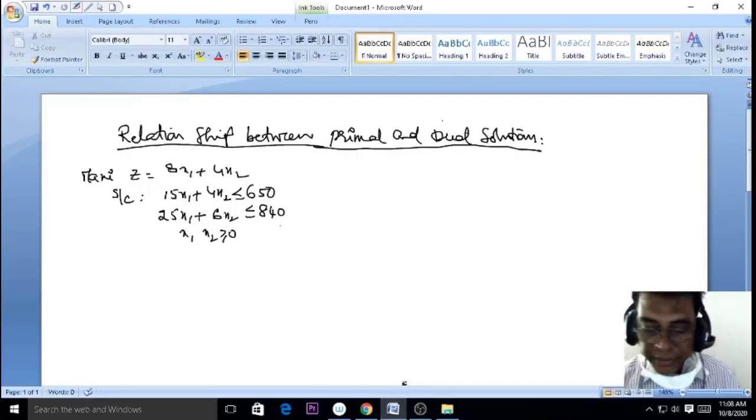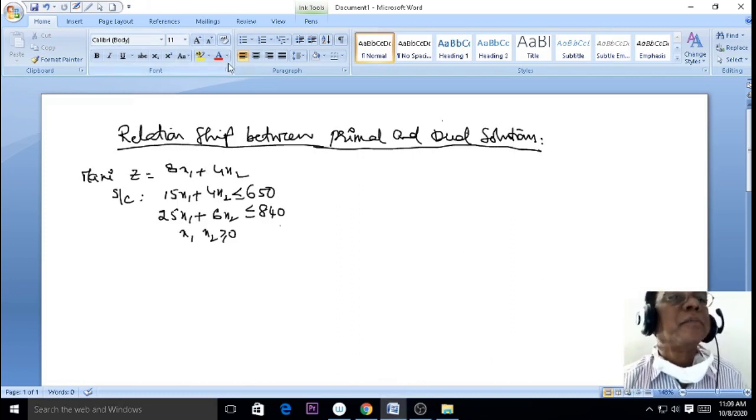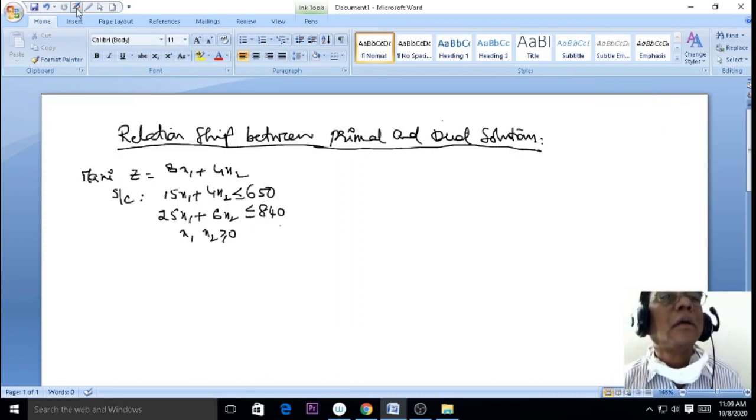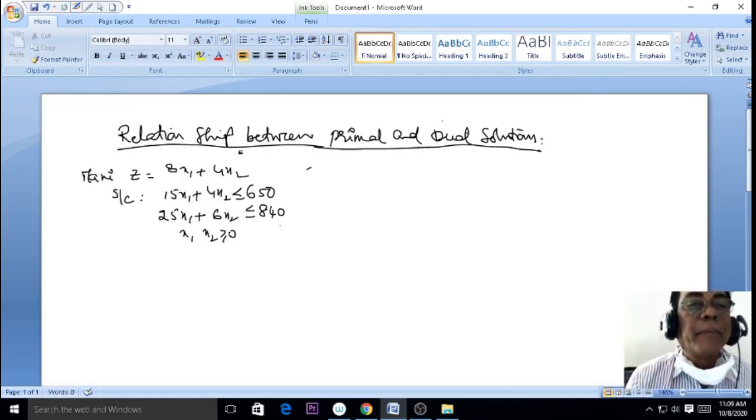So let's come to the point. x1, x2 greater than or equal to 0. The problem is given like this. So this is called the primal stage. This equation is called the primal.